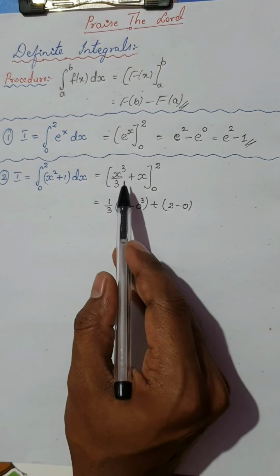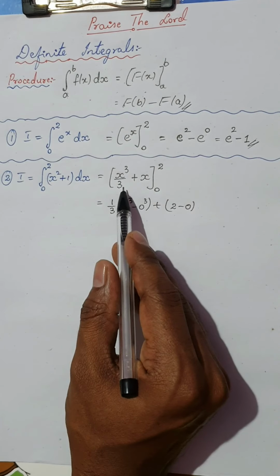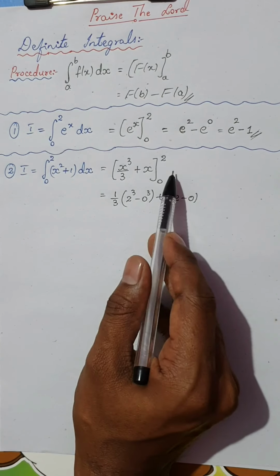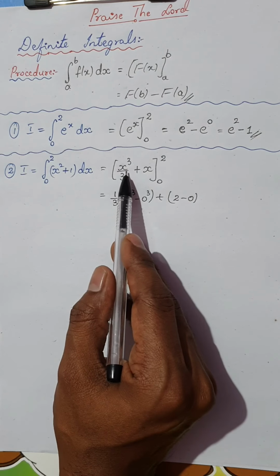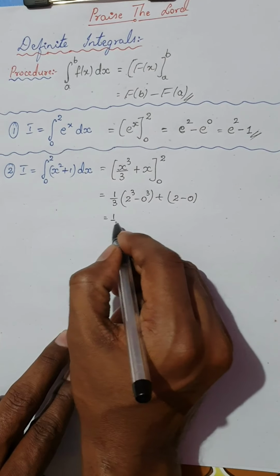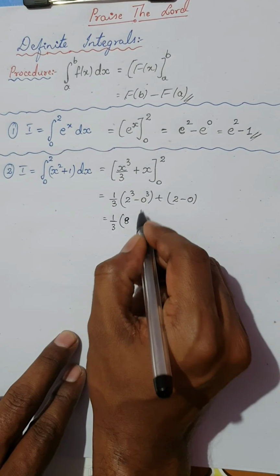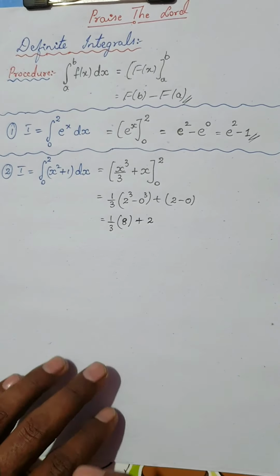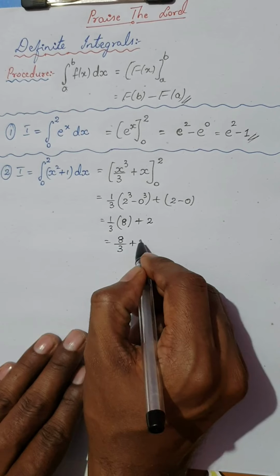There are two methods of applying the limits. I prescribe this method as it is easier than the other method, where you first apply the upper limit for all the functions minus the lower limit separately. I prefer applying upper limit minus lower limit for each function then and there. So this is 1 by 3 into 2 cube, which is 8 (2 2s are 4, 4 2s are 8), minus 0 cube, which is 0 itself, plus 2 minus 0 is 2. So this is 8 divided by 3 plus 2.